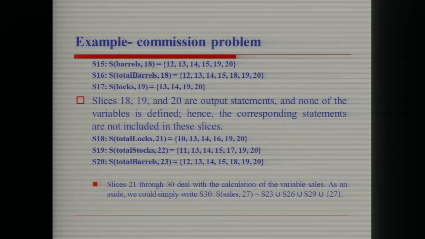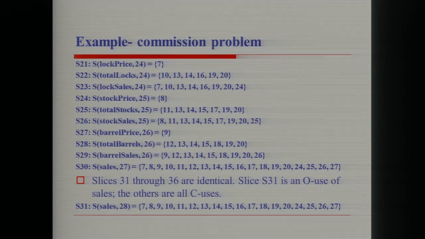Okay. So slices in 21 through 23 deal with calculation of variable sales. So we can simply calculate slice 30 with slices in 27, which is nothing but slices in 23 union slices of 26 union slice of 29 union the 27 number. Okay, 27 number basically calculates the total sales, the variable sales. So we can calculate by taking the union of some slices already done, including the statement number 27 because the sales value is getting affected. After that, we can do all the slicing in the commission problem.